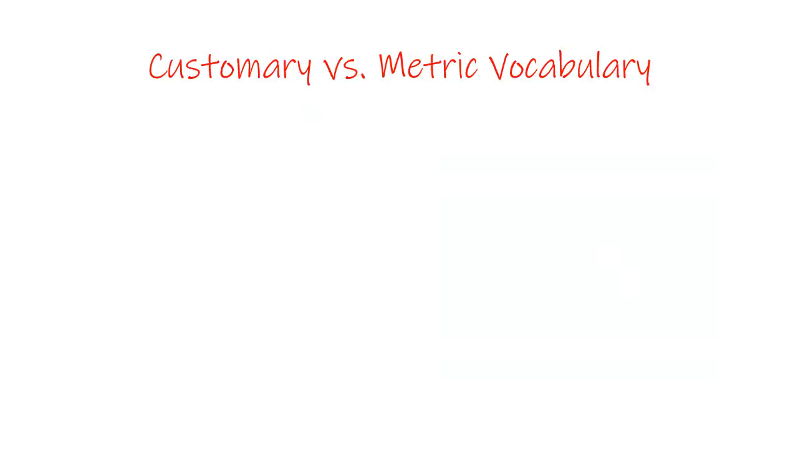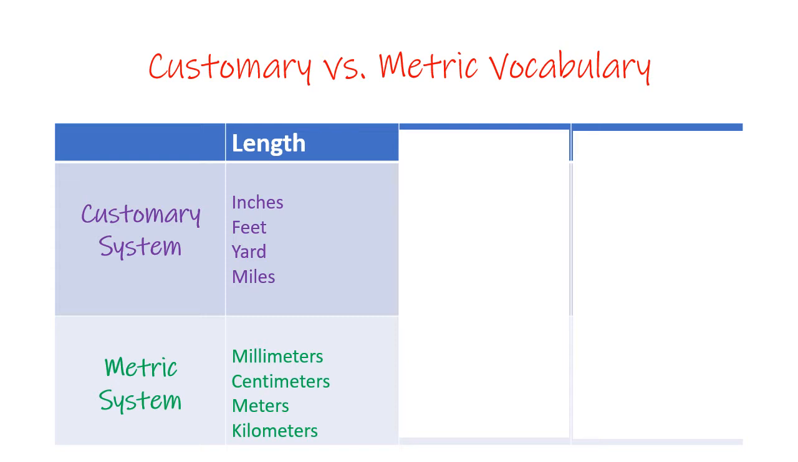Okay, so I want to take a minute and compare what we've been learning in the customary system to what we're learning this week in the metric system. All right, let's break it down to one unit at a time. So when we're talking about length, in the customary system that we use here in the United States, we have inches, feet, yards, and miles. In the metric system, these are the main units of measurement, the ones that are used the most. It's not all of them, but it's the ones that are used the most. Millimeters, centimeters, meters, and kilometers. Those are the most commonly used ones for length.